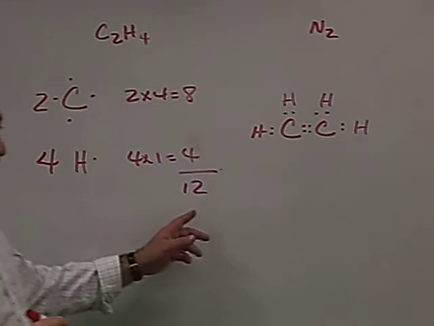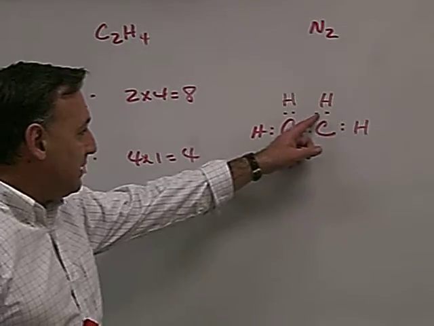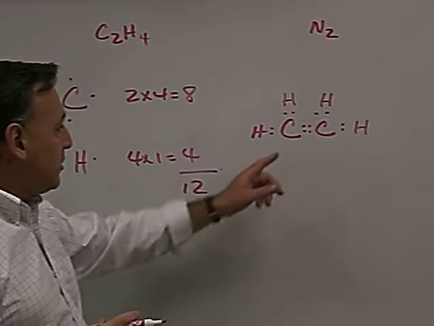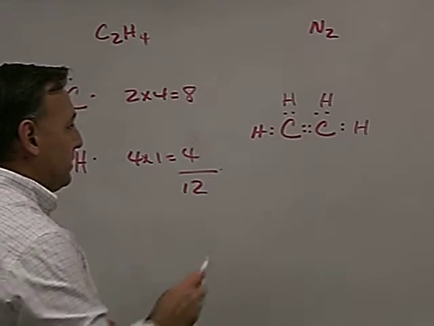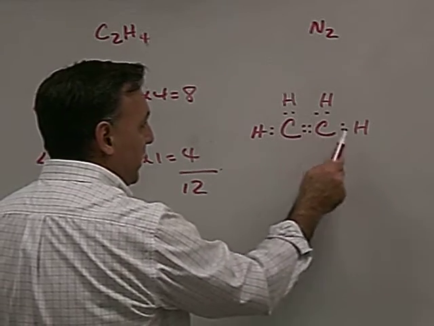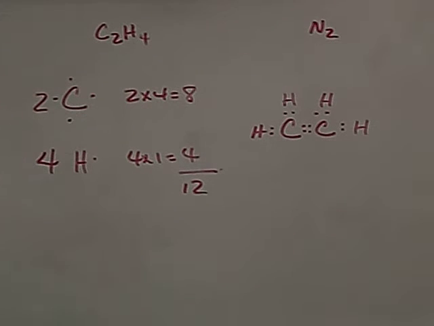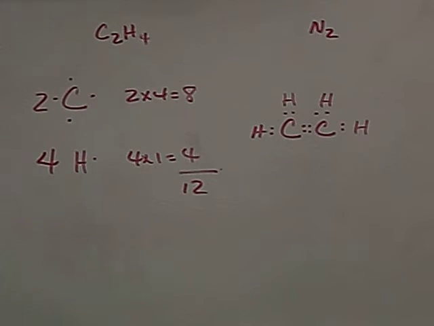Do I have the right number of electrons? I do. 2, 4, 6, 8, 10, 12. And the next question is, does every element other than hydrogen feel as though it has an octet? It does. Carbon 2, 4, 6, 8. Carbon 2, 4, 6, 8. I have the octet around both carbons. So I've got a structure. Notice the double bond in this molecule.